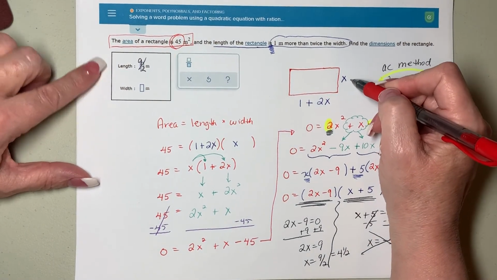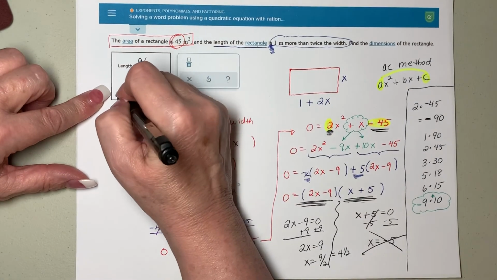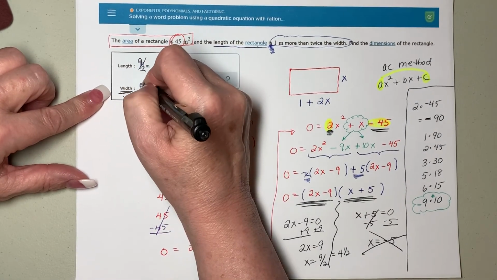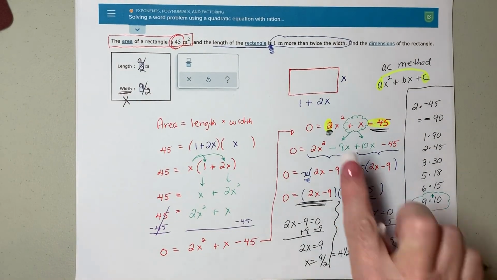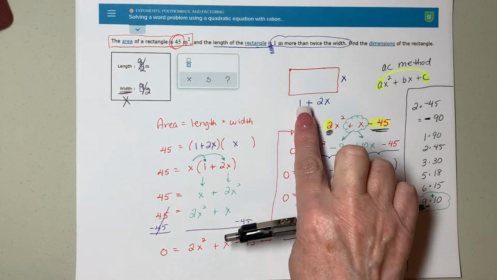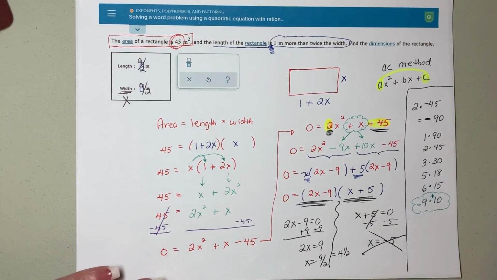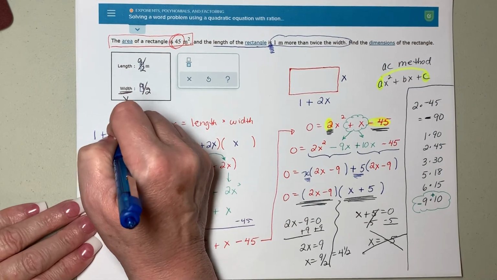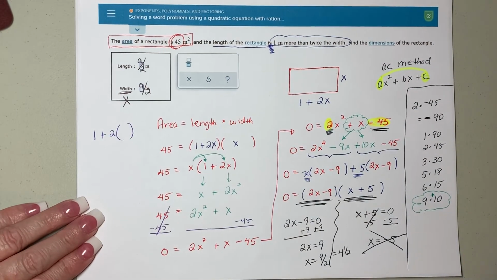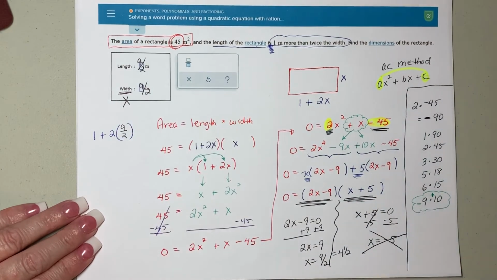My width was X, right? My width was X. So width is X. I should have put my 9/2 right here. And then to find the length is 1 meter more than twice the width. So I got room over here. 1 plus 2 times, the width was 9/2. So I'll plug it in there.